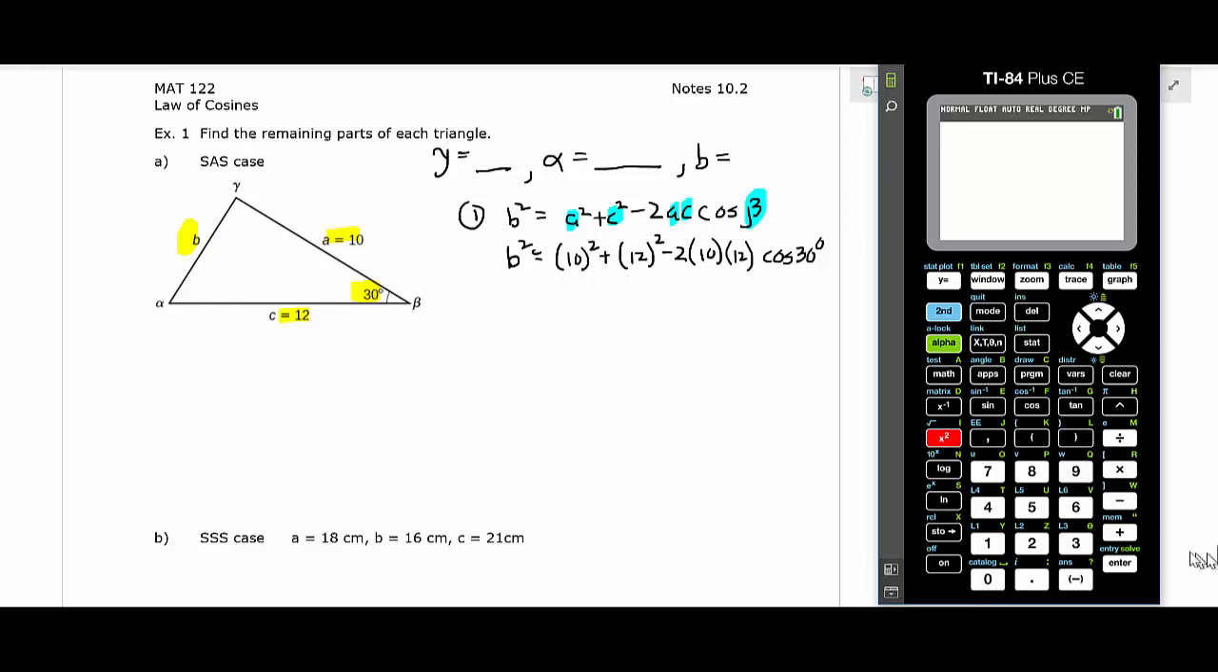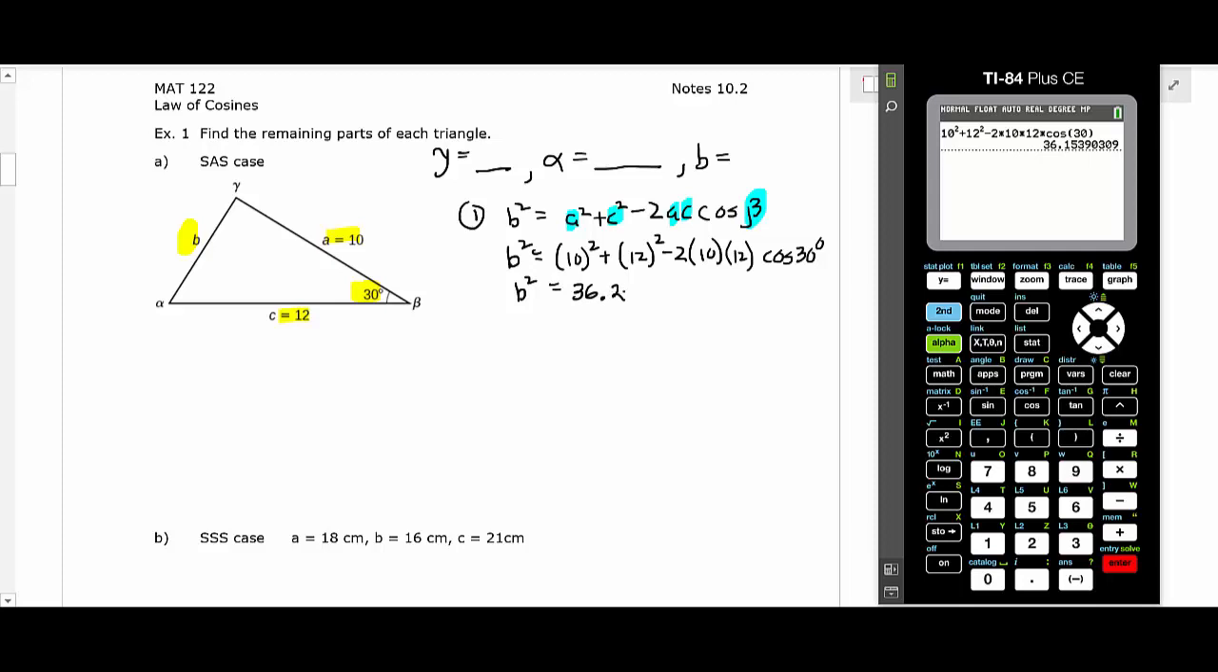So I'm going to do 10 squared plus 12 squared, then minus 2 times 10 times 12, and then times the cosine of 30. You want to make sure, of course, you're in degree mode when you're doing this. So we'll get that, and then we'll record that. That's going to give b squared is equal to, and I'm just going to round these off to 1 decimal as I go.